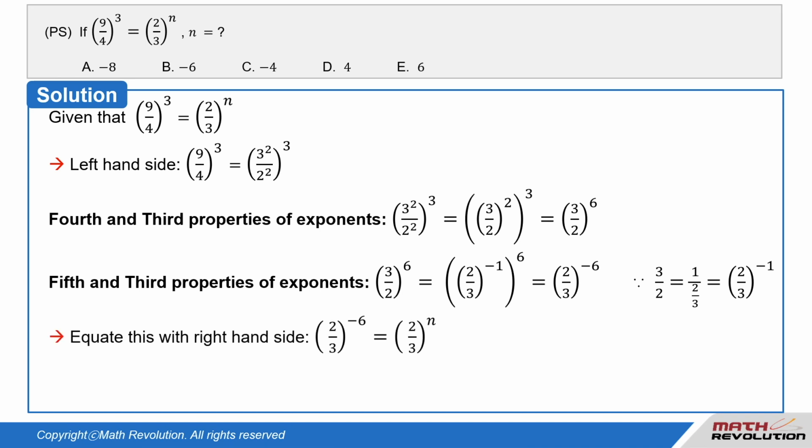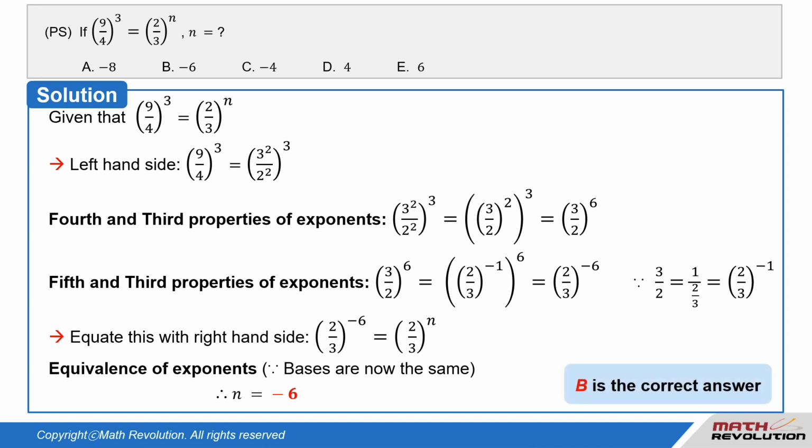Now, equate this with the right-hand side. (2 over 3) to the power of negative 6 is equal to (2 over 3) to the power of n. Per the equivalence of exponents, since the bases are now the same, we can see n equals negative 6. Thus, B is the correct answer. Answer B.